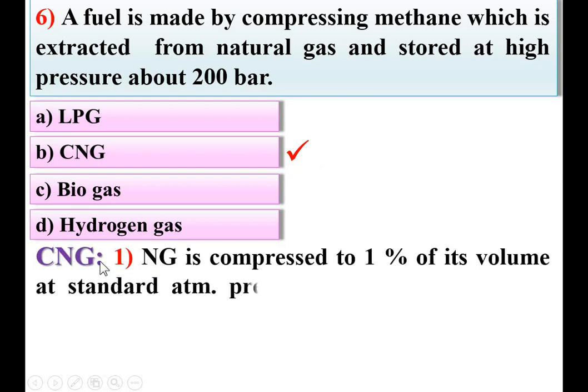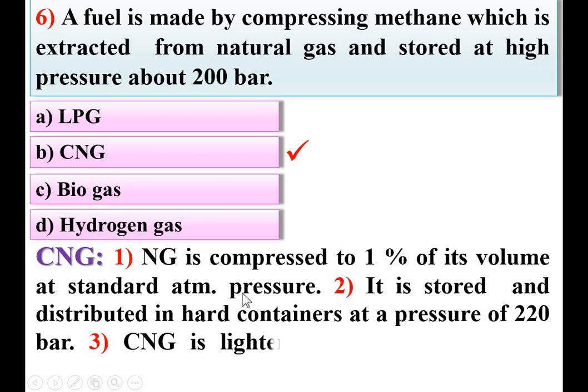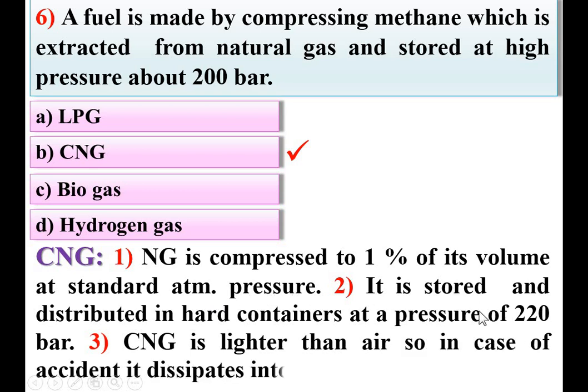This is a brief note about CNG. Natural gas is compressed to 1% of its volume at standard atmospheric pressure. It is stored and distributed in hard containers at a pressure of 220 bar. CNG is lighter than air, so in case of an accident it dissipates into the air, thus it is a safe fuel. So MCQs can be asked from these notes also. So you have to keep in mind the brief introduction of CNG.